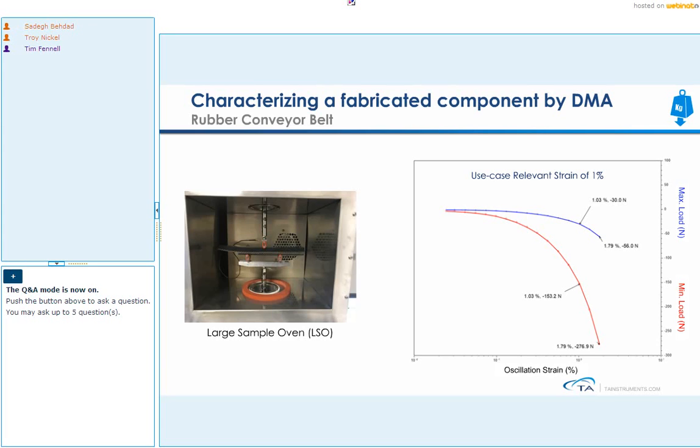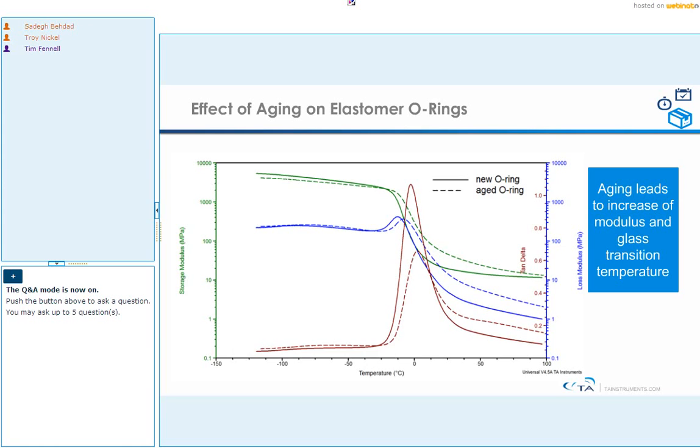Then going to the next example, we are going to discuss the effect of aging on your sample. In this case, we had an elastomer O-ring, and we measured its property when it was new and after it was aged. Why is this important? Because a lot of times when you replace an O-ring in a device or an instrument, you would want to make sure that it has the modulus that you're looking for.